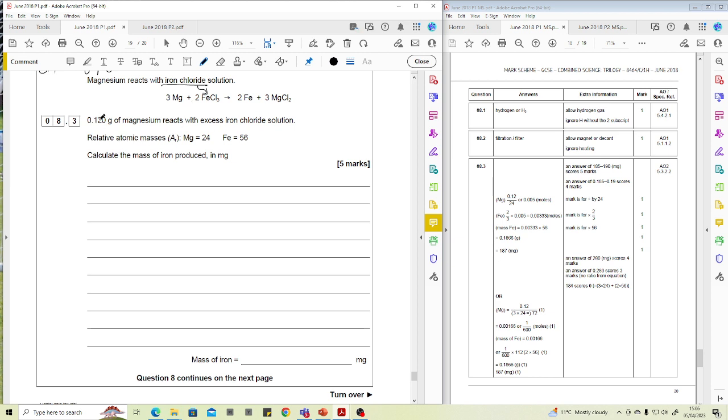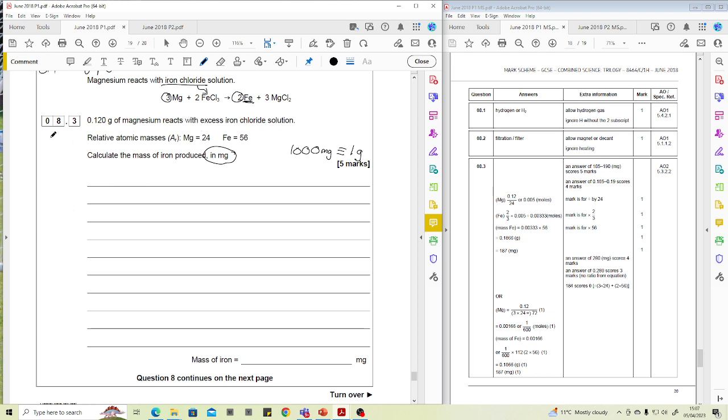Okay, 0.120 grams of magnesium reacts with excess iron chloride. Calculate the mass of iron produced in milligrams. So 1,000 milligrams in a gram. It says that many grams of magnesium and there's lots and lots of iron chloride, and we're just interested in how much iron is produced. So we can use this ratio: 3 Mg make 2 Fe. That's all we actually need.